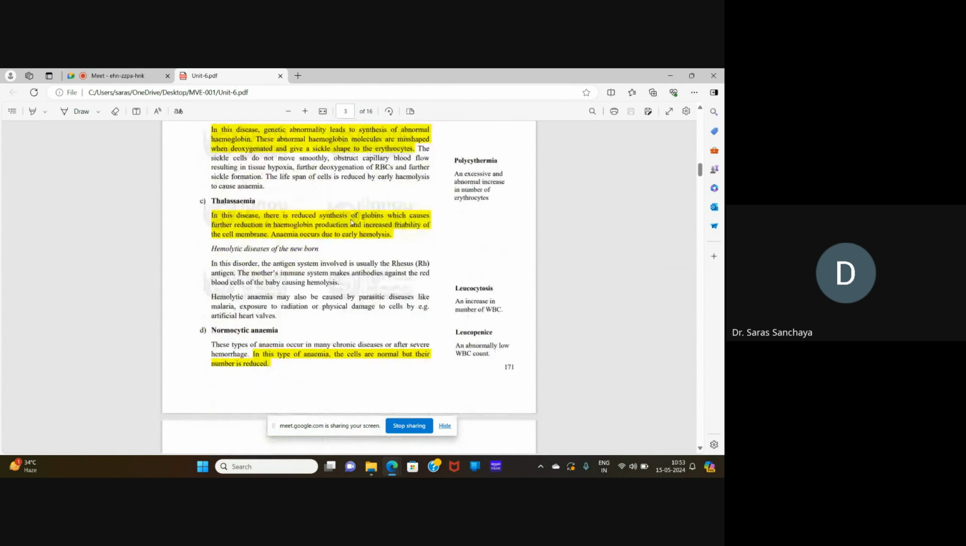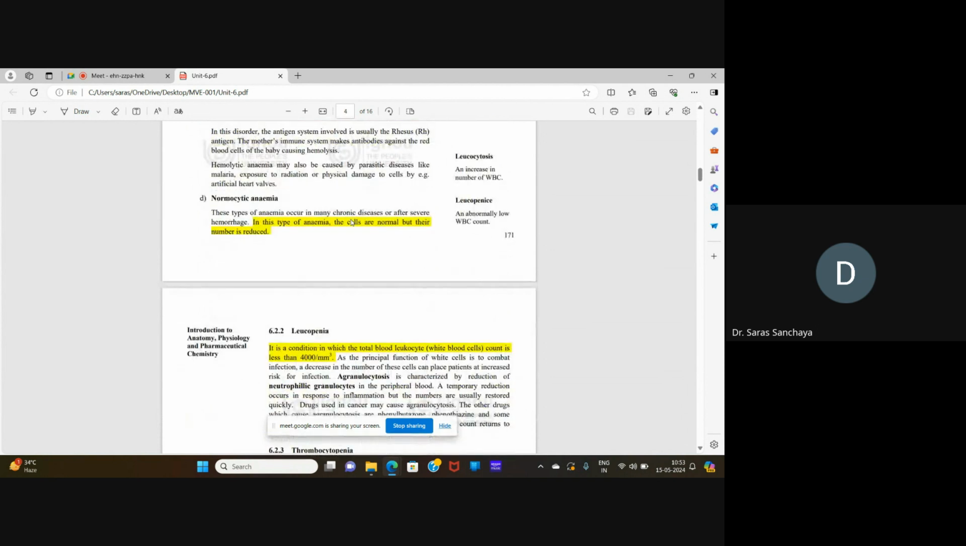Then there is thalassemia. In this disease, there is reduced synthesis of globins, which causes further reduction of hemoglobin production and increased friability of the cell membrane of the RBCs. Anemia occurs due to early hemolysis. Then there can be normocytic anemia. This type of anemia occurs in many chronic diseases or after severe hemorrhage. In this type of anemia, the cells are normal but their number is reduced.